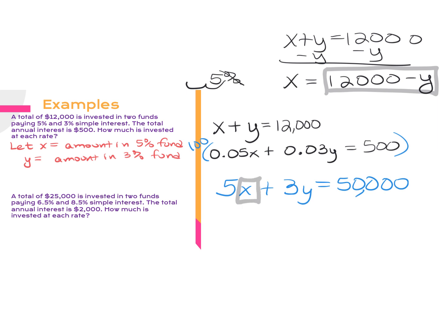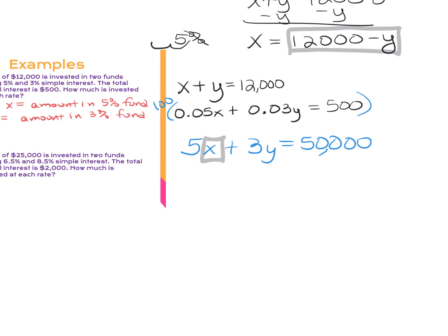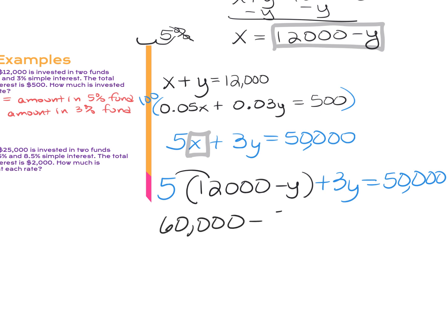And I have to distribute 5 to that expression. So I'm going to put it in as a parentheses. So I'm going to do 5 times the expression for x, which is the 12,000 minus y, and then rewrite the rest of the equation. And now I'm going to distribute. 5 times 12,000 is 60,000. And then 5 times negative y is negative 5y. And then drop down the rest of the equation.